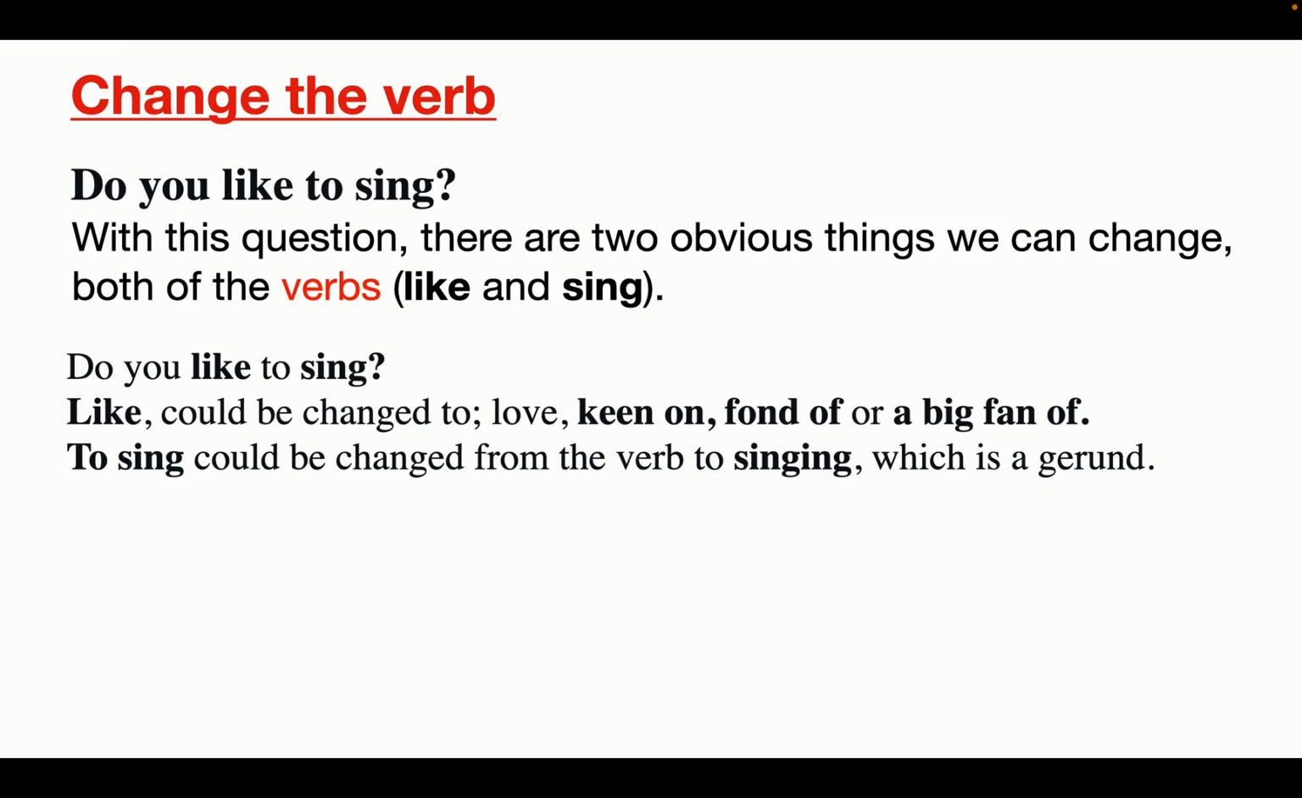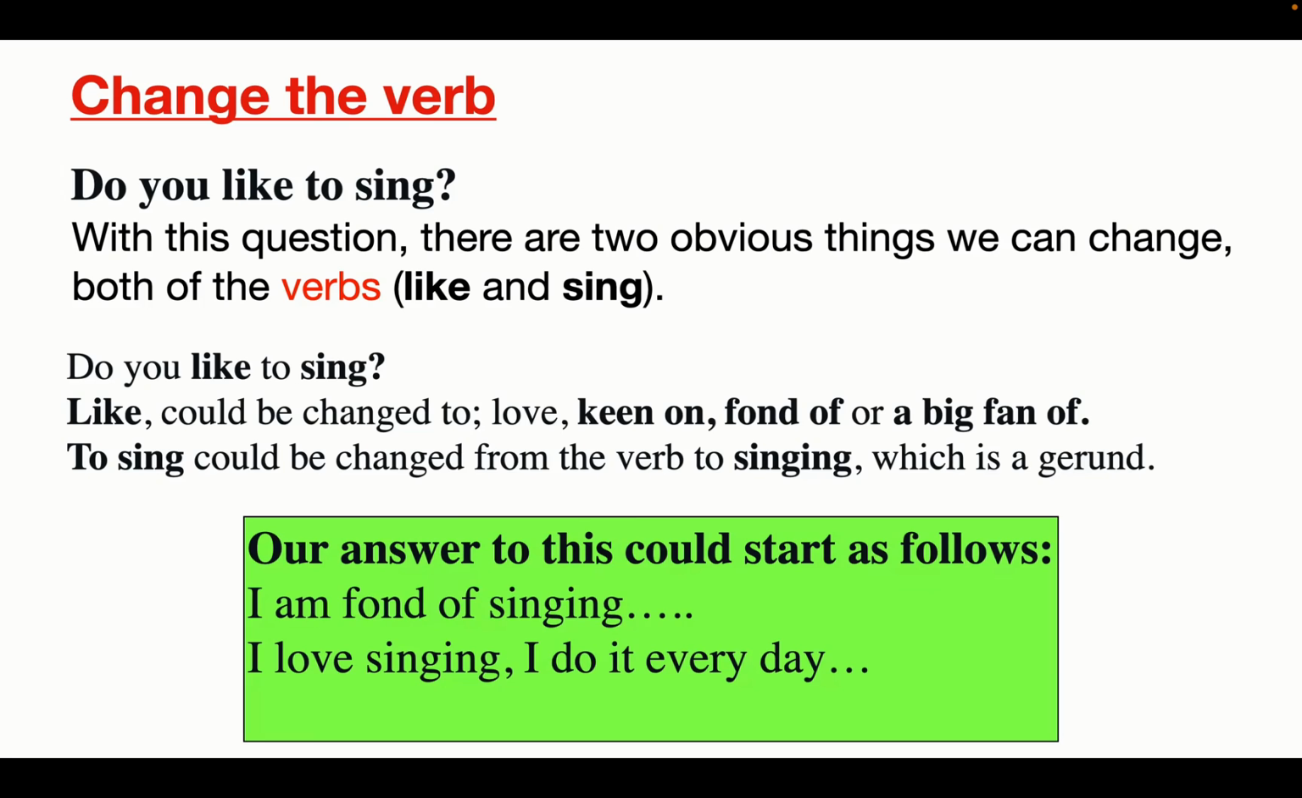Do you like to sing? Let's change like. We could change that to keen on, phrasal verb, fond of, phrasal verb, or a big fan of. To sing could be changed from the verb to the gerund, so it would become singing. So our answer might look something like this. I am fond of singing. I love singing. I do it every day.